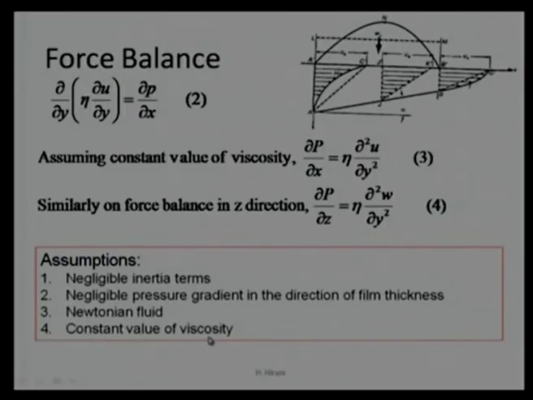So, this is the fourth assumption we made. It is a constant value of viscosity, not a function of x, y, z. So, the first assumption was negligible inertia, the second was no pressure gradient in the y direction, the third was Newtonian fluid, and the fourth is a constant value of viscosity, which is an unrealistic assumption, but for simplification, to understand the mathematics of FFL, we need to account for it initially, and later we can relax this assumption.